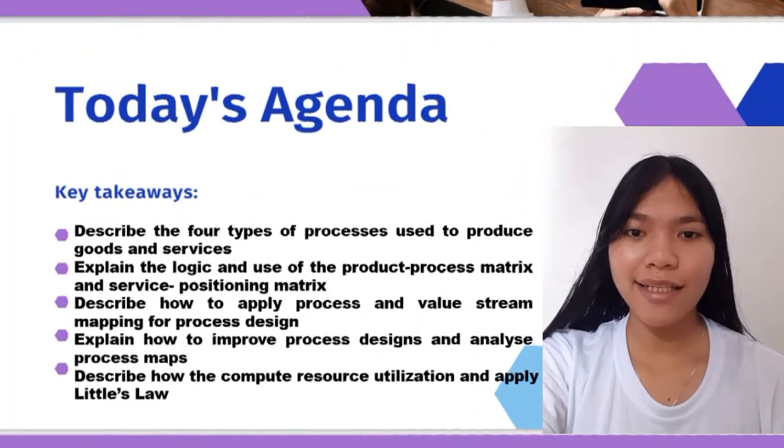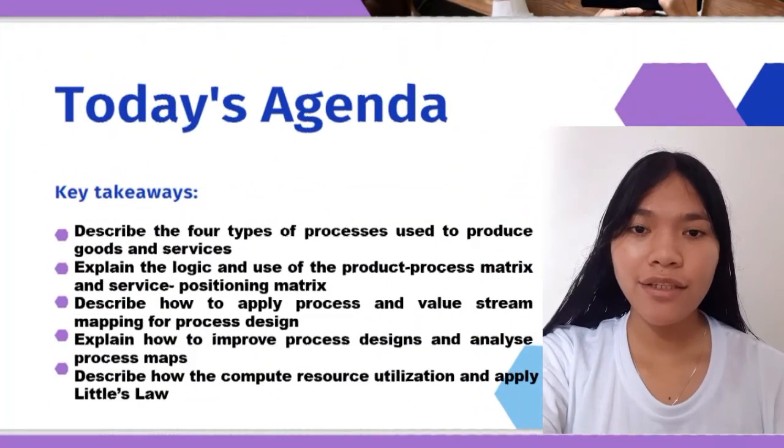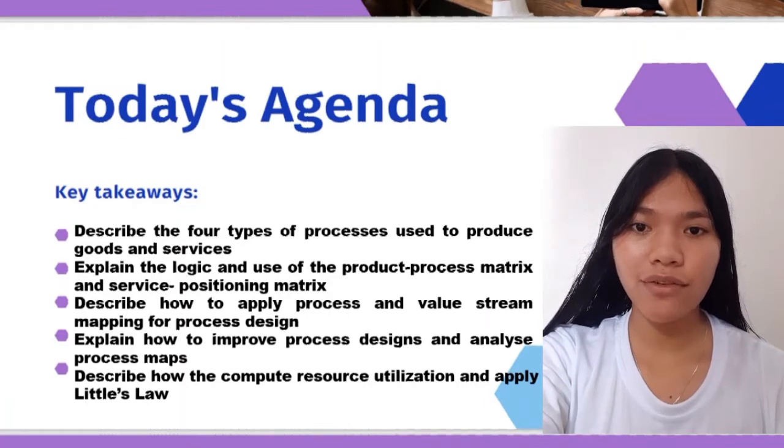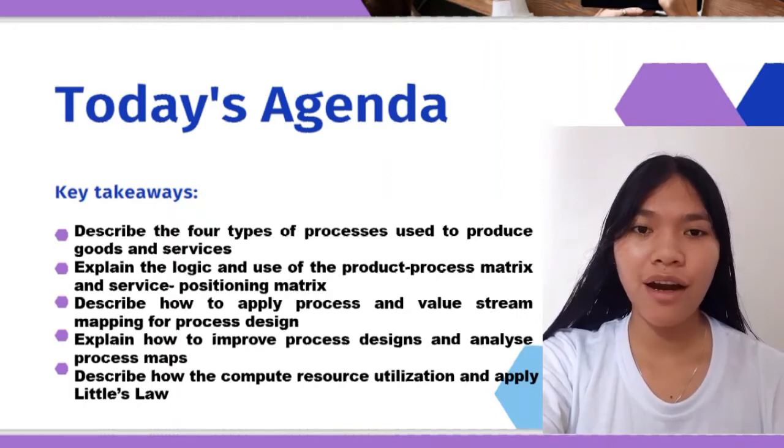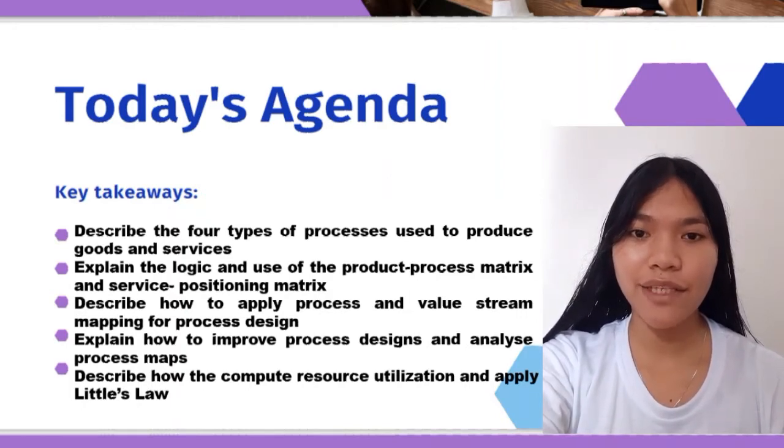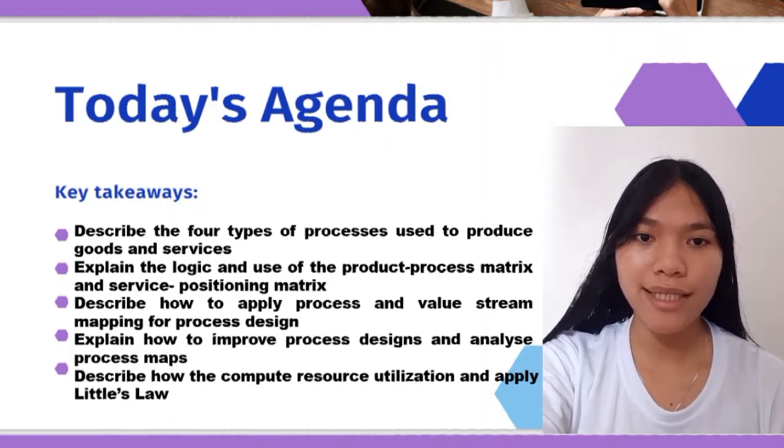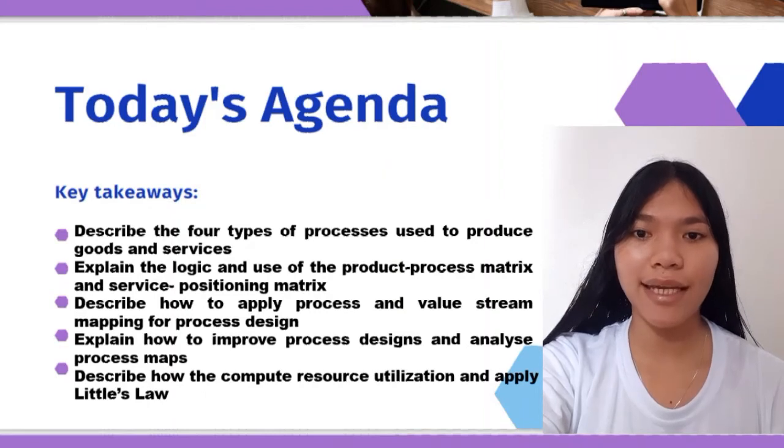So for today's agenda, we have here the key takeaways. The first one is that we will describe the four types of processes used to produce goods and services. The second one is to explain the logic and use of the product process matrix and service positioning matrix. The third one is to describe how to apply process and value stream mapping for process design. The fourth one is to explain how to improve process designs and analyze process maps. And lastly, we'll be describing how to compute resource utilization and apply Little's law.